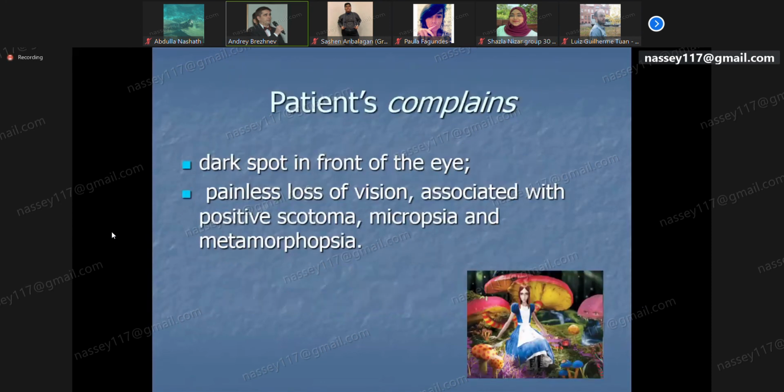Patients complain of a dark spot in front of the eye. It may present with a sudden onset of painless loss of vision associated with positive scotoma and micropsia and metamorphopsia. Micropsia is when all the surrounding world, all the objects look smaller than they really are. And metamorphopsia, you see that the straight lines are not straight. They look curved for the patient with this disorder.